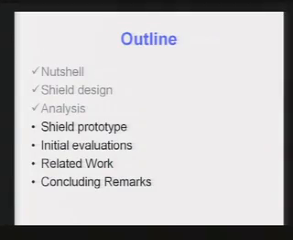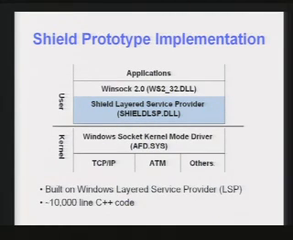Okay, so now I'd like to tell you more about our prototype implementation. The shield prototype implementation is based on the layered service provider from Windows. What this LSP does is really intercept the transport layer protocol, basically intercepting the send calls, receive calls, and open and close socket calls. And then the shield logic is inserted in those interceptions to do deeper inspection. This is about 10,000 lines of C++ code.